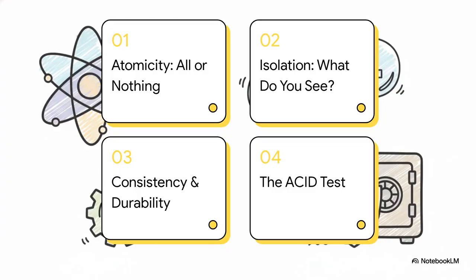So here's how we're going to break it down. First, we'll look at atomicity. That's the all-or-nothing rule. Then we'll get into the real juicy part, isolation, which is all about what different operations get to see. After that, we'll cover the big guarantees, consistency and durability. And finally, we'll put it all together to see why the ACID test really matters.